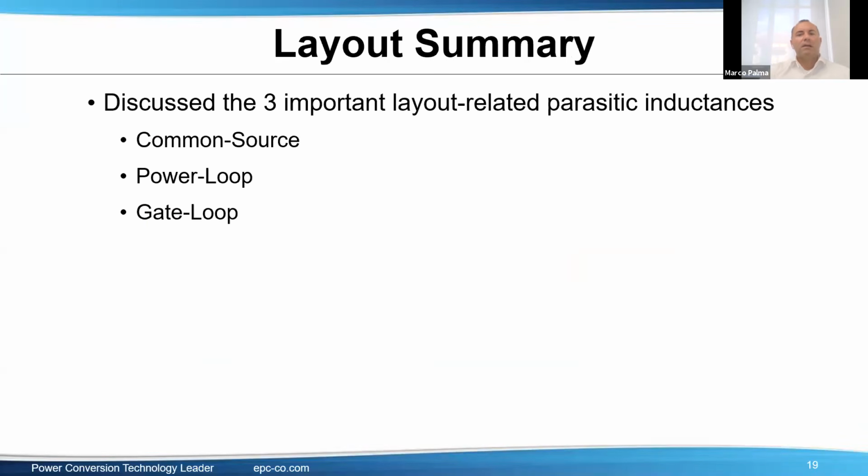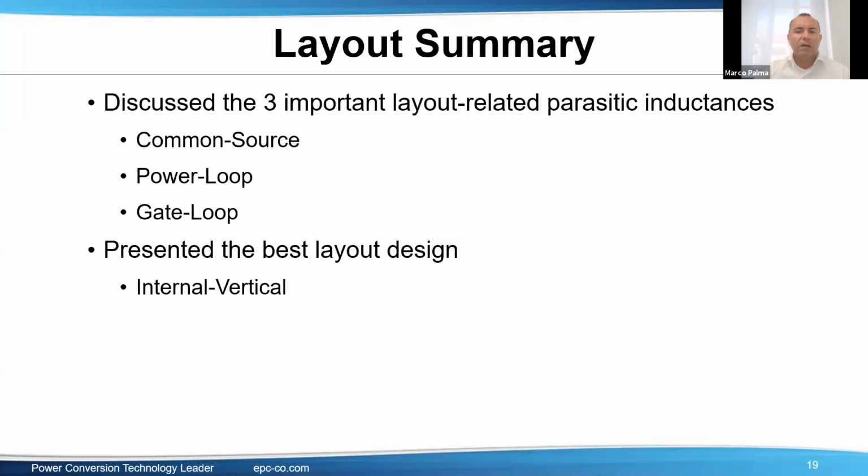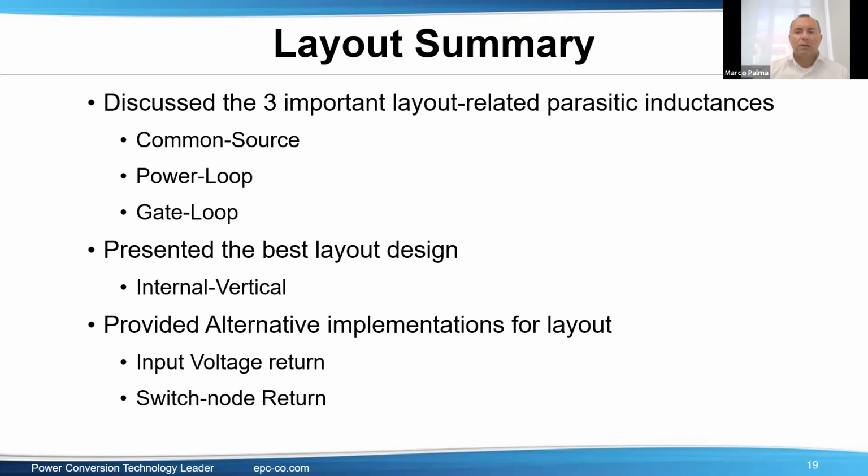So now we are at the summary and the end of the webinar, and to close the layout discussion, we have learned the three most important layout related parasitics, which are in order of importance: common source inductance, power loop, and gate loop. With that knowledge, we also presented various layout configurations and showed that the internal vertical layout, which we also call optimal layout, yielded the lowest inductance and hence the highest converter performance. Using the layout technique, we then presented the alternative configuration of the internal vertical layout, with a supply or switch node as the return path.